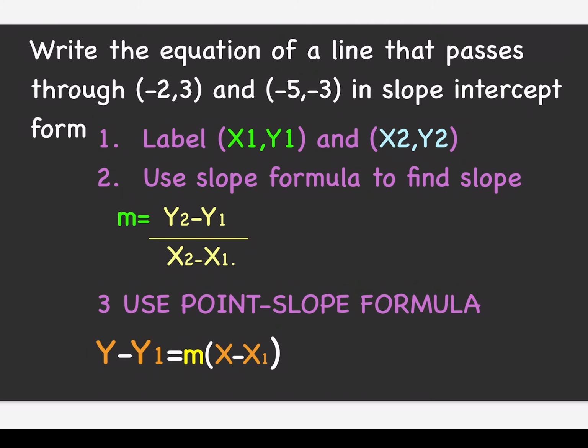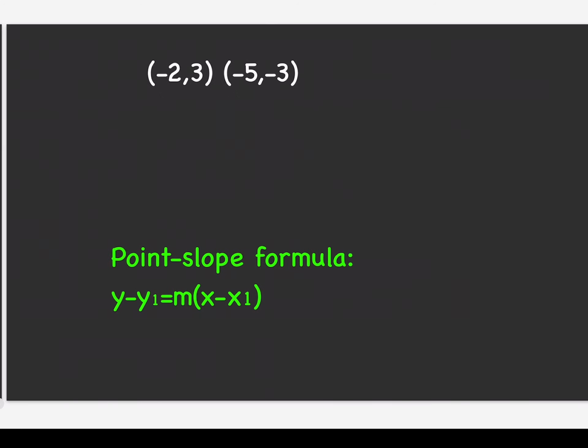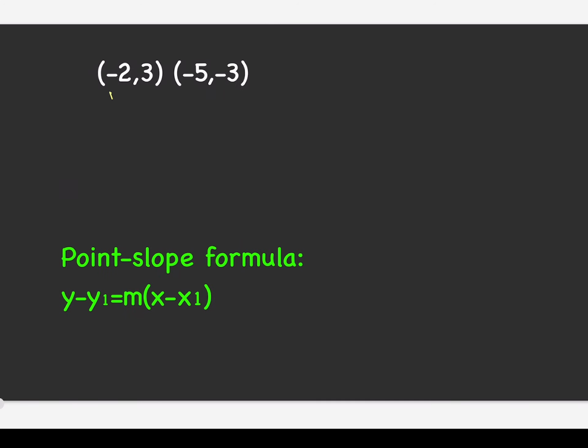In this video, I'm going to go over how you find the equation of a line using the point-slope formula and 2 points. We're going to write first x1 and y1 under the first coordinate, and then x2, y2 for the second coordinate. So let's do that right now with the negative 2, 3. We're going to call that x1 and y1, and then the second point will be x2 and y2.